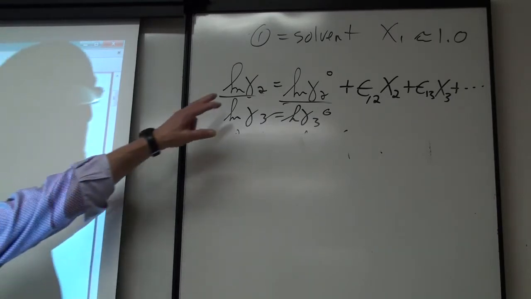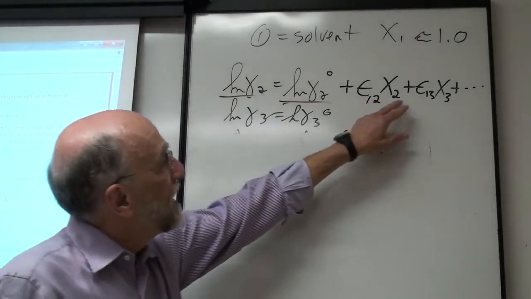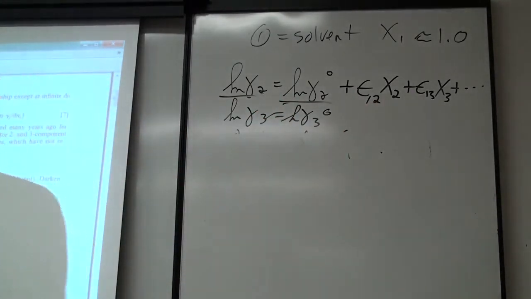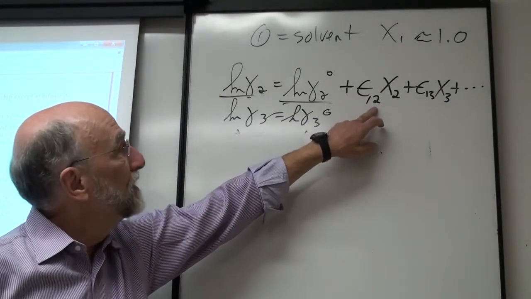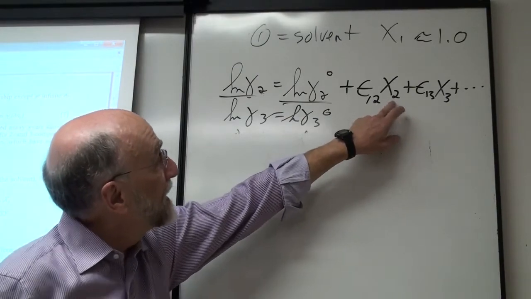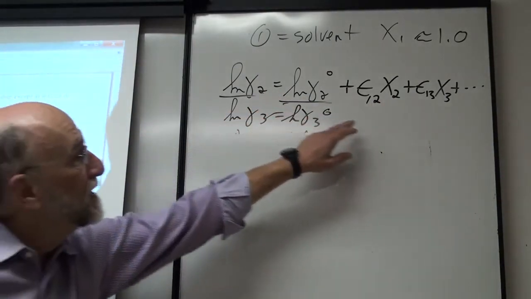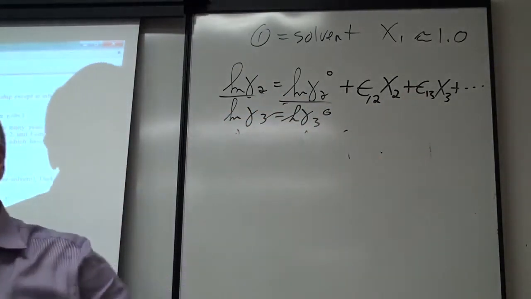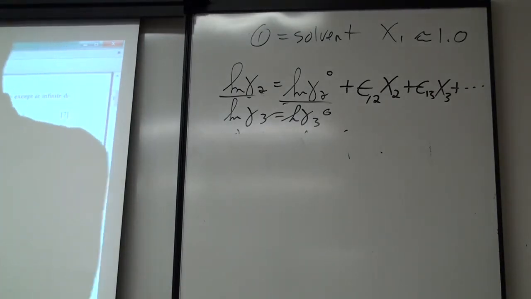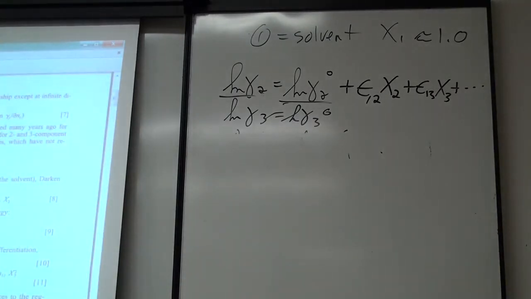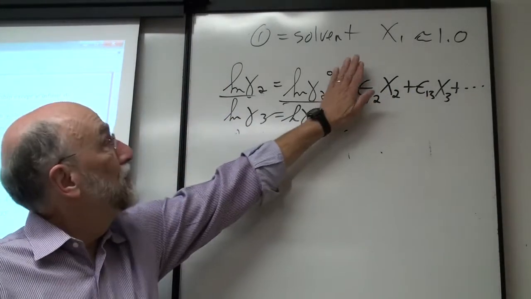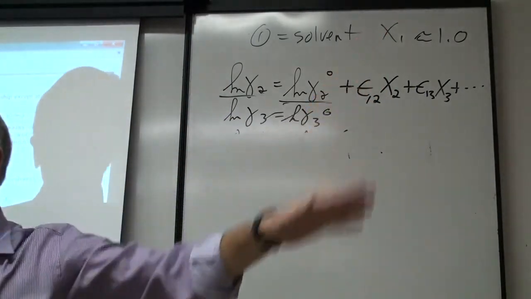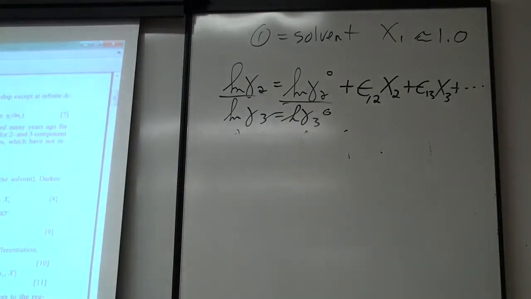So log gamma 2 is equal to its limiting value, and it depends linearly on the mole fractions of the various solutes. So this epsilon 1,2 is called a self-interaction coefficient. It indicates how the fact that x2 is around affects log gamma 2. Epsilon 1,3 is a cross-interaction coefficient. It shows how the presence of 3 affects the... Okay, now clearly when the system becomes very dilute, x2, x3 all go to 0, and this is the limiting case. Okay, and this is just a first order correction.